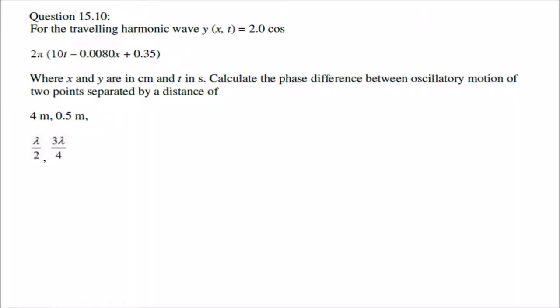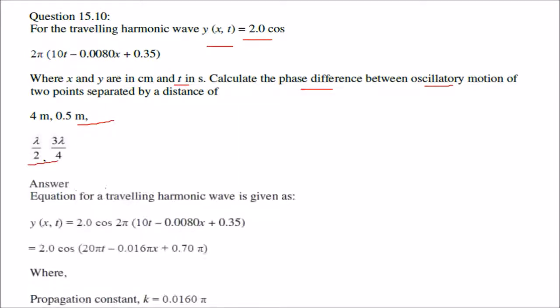For the traveling harmonic wave, y(x, t) is given by this, where x and y are in centimeter and t is in second. We have to calculate the phase difference between the oscillatory motion of 2 points which are separated by this and this. So the equation is y equal to 2.0 cos 2 pi (10t minus 0.0080x plus 0.35). This equation is what we have written.